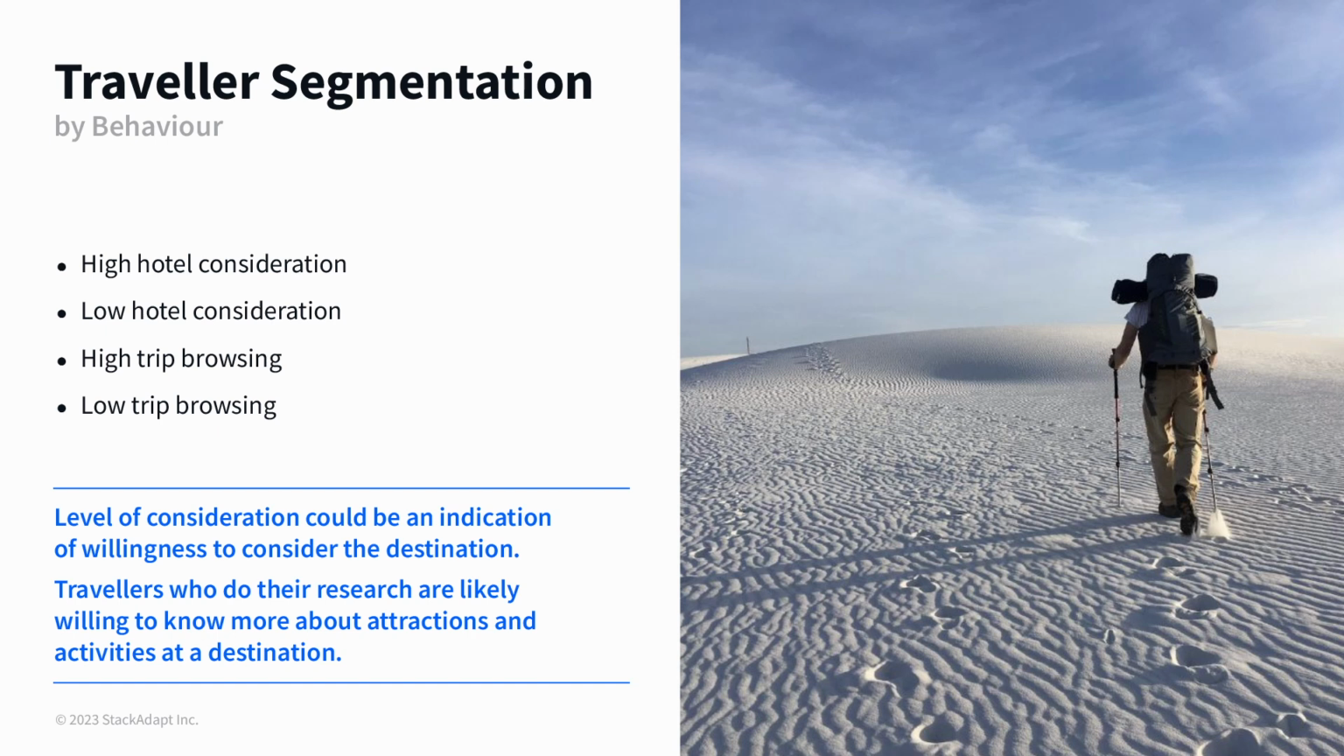A level of consideration is a great indication of people's willingness, not just to consider the destination, but also to convert further down the line for things like activities and events. Generally, travelers who do their research are willing to know more about things like attractions as well. So even at the top end with things like flight consideration, that's really useful for those of you that are marketing activities further down the line.